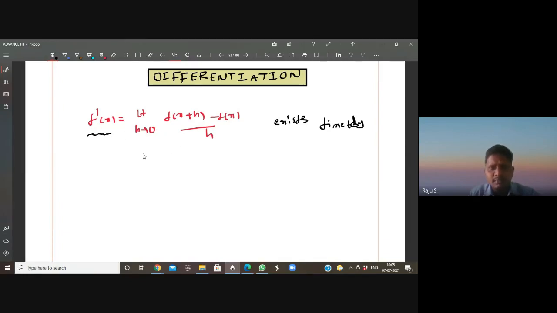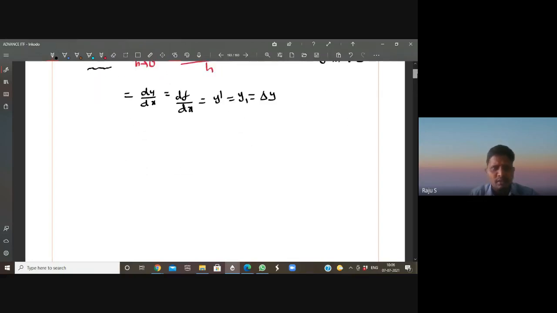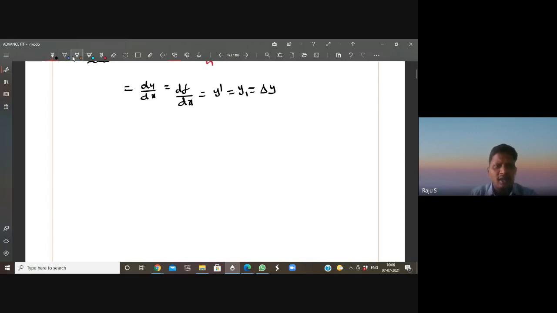So this can also be written as dy by dx. This can also be written as f dash of x, and we already wrote df by dx. Even we will write this as y dash and y suffix, what I already told you. And this is equal to delta y.